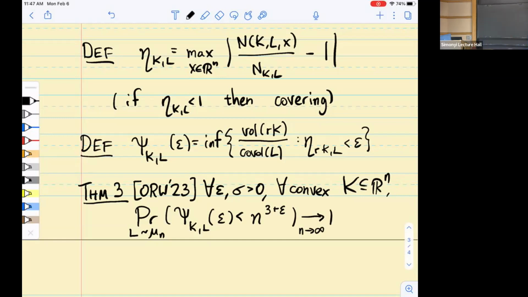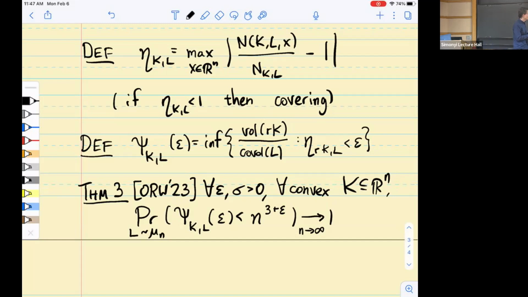Basically, what we're saying is that no matter what convex body you have, you take a random lattice, as the dimension goes to infinity, you expect that smooth covering density to be n cubed. So we had n squared when we talked about covering. This is a tiny bit worse. It's n cubed, but you get much more. You get actually smooth covering. It's the same epsilon in the exponent. It gets harder and harder in the exponent.